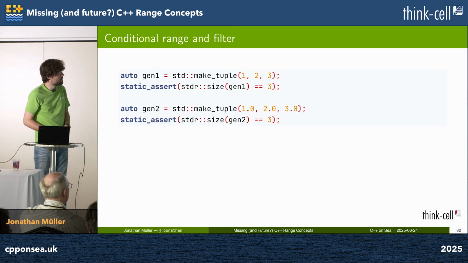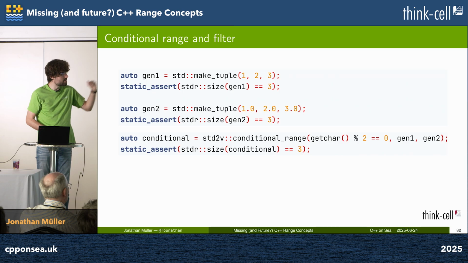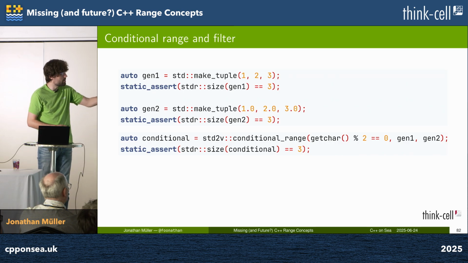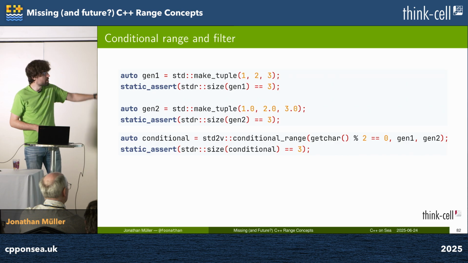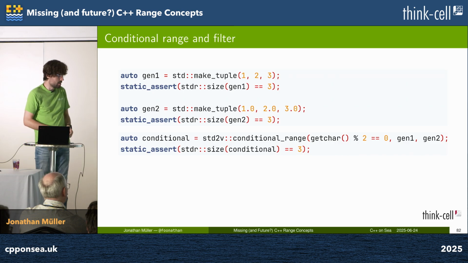Because if we have a tuple of ints, compile time sized, and a tuple of doubles, also compile time sized, we can then create a conditional range based on some random value from the user. And this is a range that's either over this tuple or the other one, but it's still compile-time-sized, because both tuples have the same size. So whatever the runtime value is, we still have the same size. It's just the values are different, and the types.